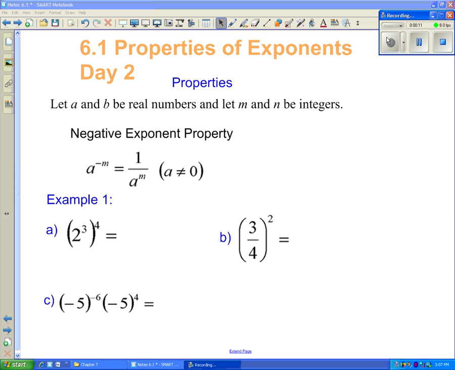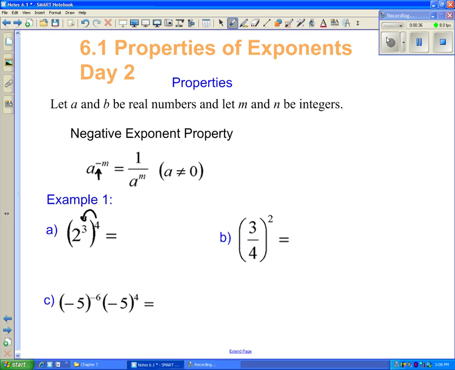So let A and B be real numbers. Let M and N again be integers. I want to talk about negative exponents. If I have a base A to a negative exponent, what that means is to take the number and the positive power and put it in the denominator with 1 as my numerator. Let's look at some examples again.